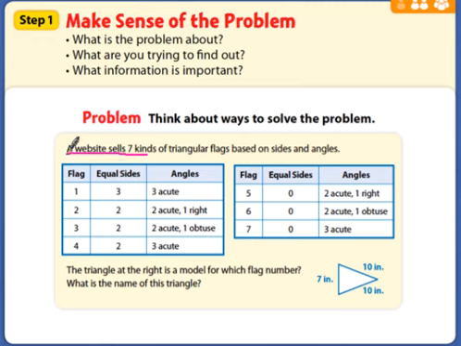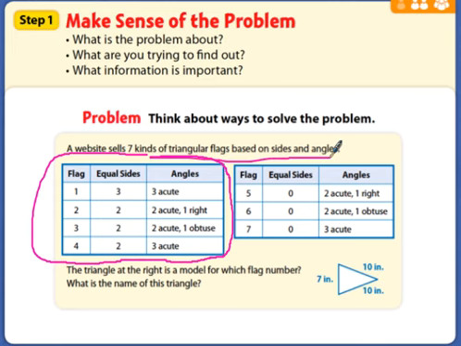We have 2 tables. We have a table here, and we have a table here. And then we have the triangle that represents the flag. All right, so when reading the problem, we don't want to just read the words. We also want to look at any visuals that are included. So let's go ahead and look at our table.